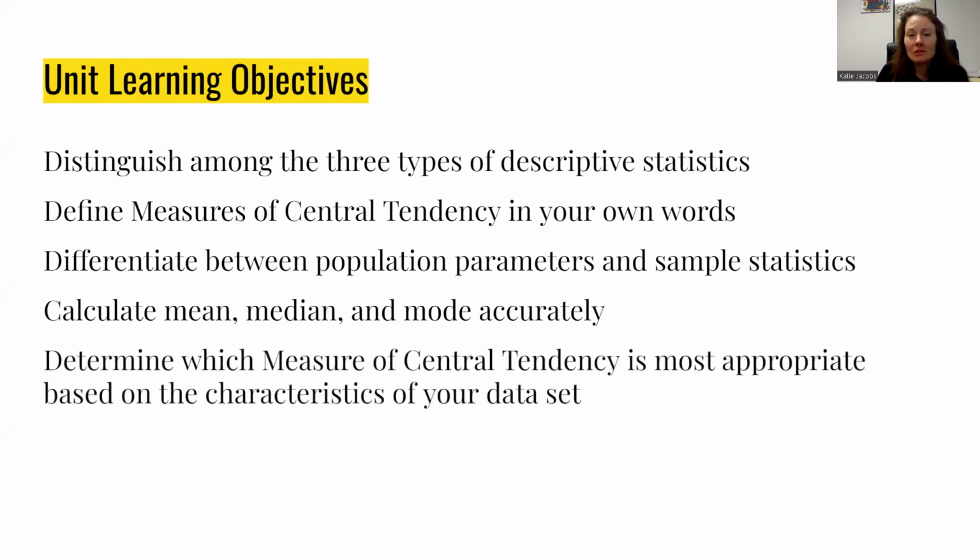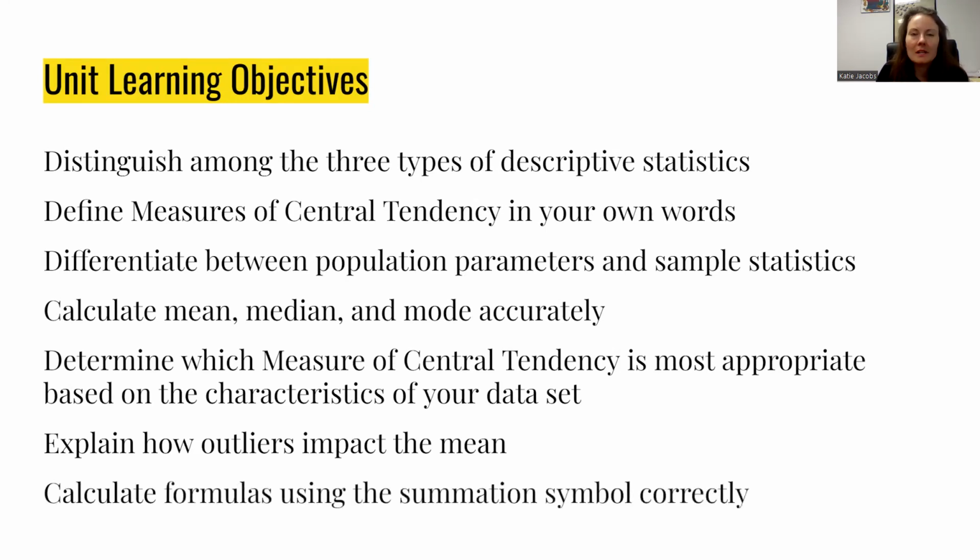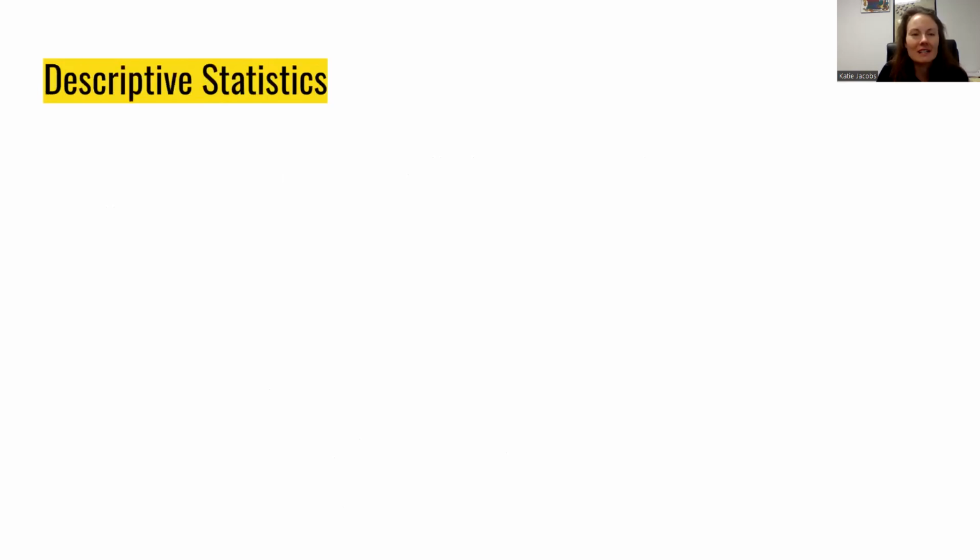I want you to be able to determine which measures of central tendency are most appropriate based on the characteristics of the data set. I want you to explain how the outliers impact the mean. And then I want you to be able to calculate formulas using the summation symbol correctly. All right, let's go ahead and get started.